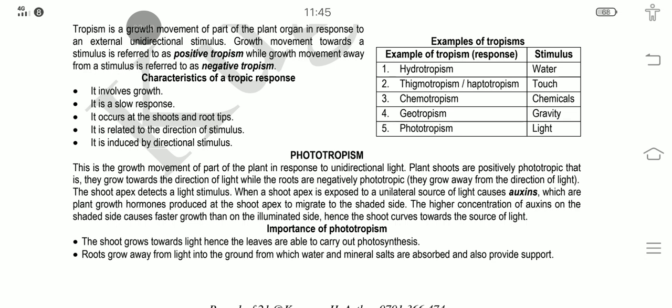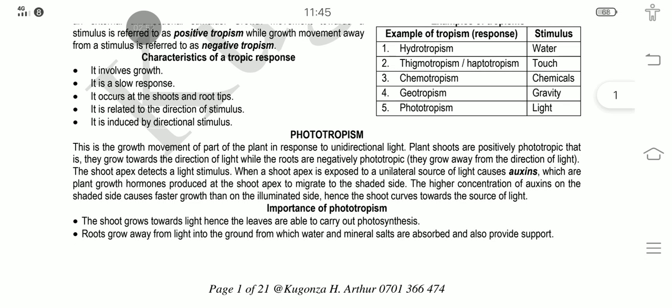Chemotropism, the stimulus is chemicals. For example, the growth of the pollen tube towards the ovules. Remember, the ovules produce some chemicals that attract this tube when the pollen grain lands on the stigma. The tube grows towards chemicals. Its affinity is towards the chemicals that are found in the ovules. That's why it grows towards the ovules.